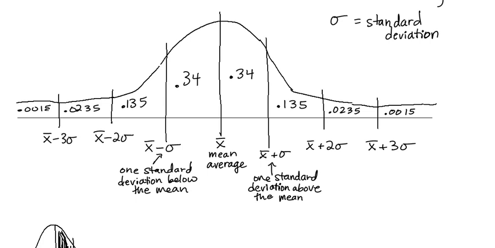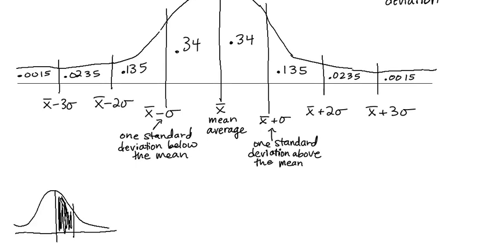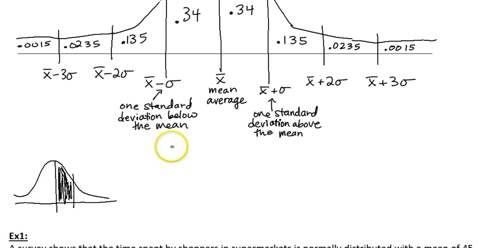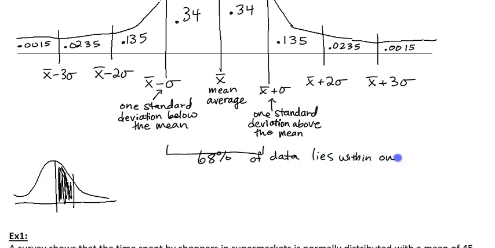I just want to show you, if I add some of my probabilities together, you will see that 0.34 plus 0.34 is 0.68. So we say 68% of the data lies within 1 standard deviation of the mean.